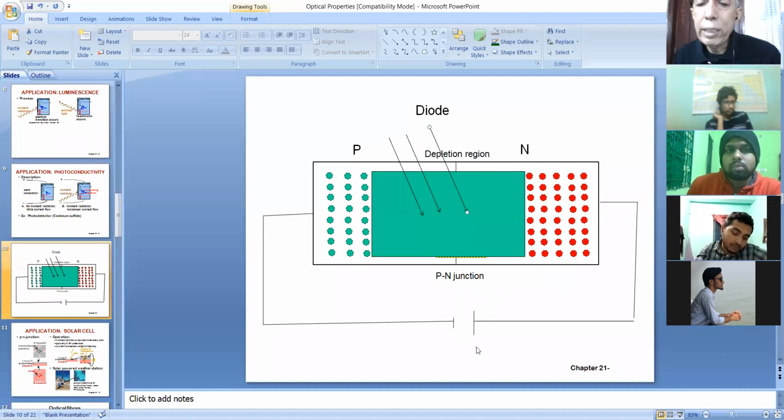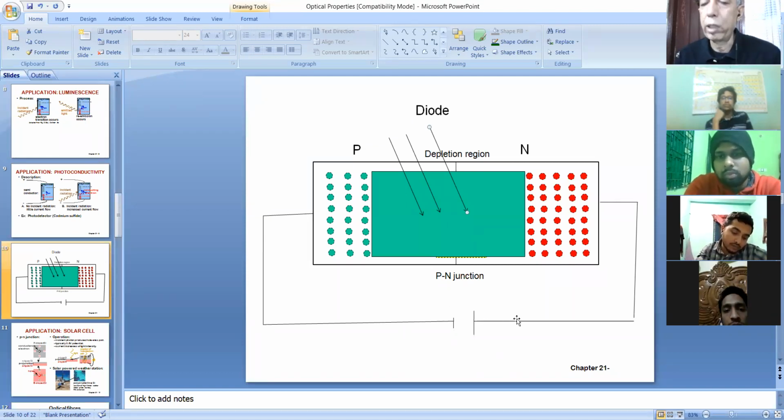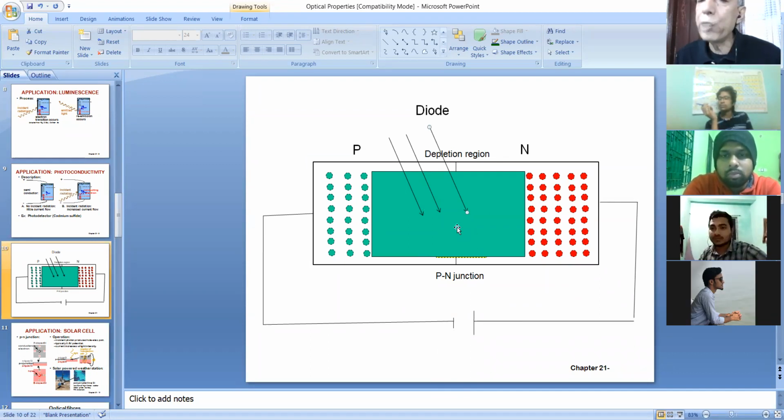Now, in reverse biasing, you see there will be no current. There is no current flowing here. In forward bias, there will be a current. But in reverse bias, there is no current.